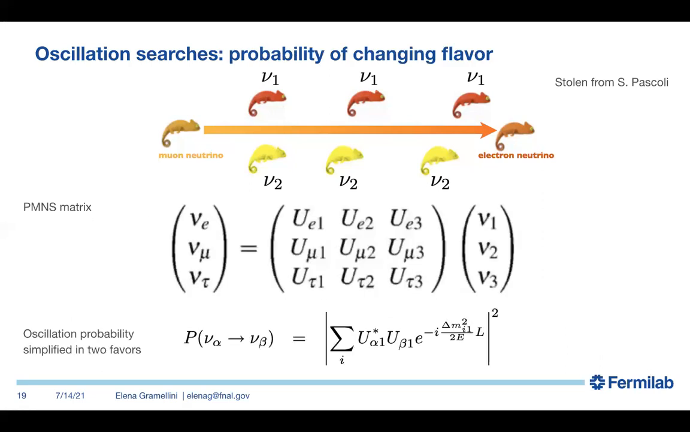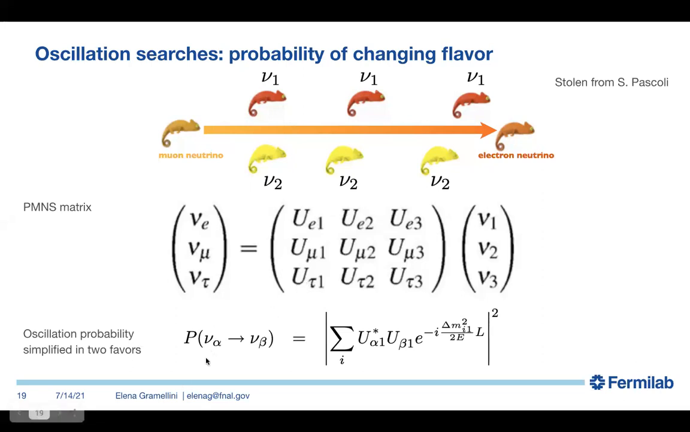And so in order to understand the oscillation parameters, the oscillation states are governed by the PMNS matrix, at least a version of which is here. It goes from your mass eigenstate to your flavor eigenstate. And if we simplify this and calculate the probability only for two flavors, this is what you get.